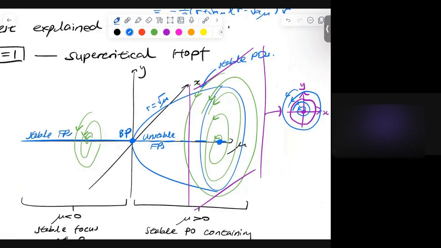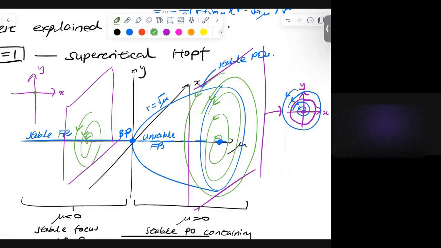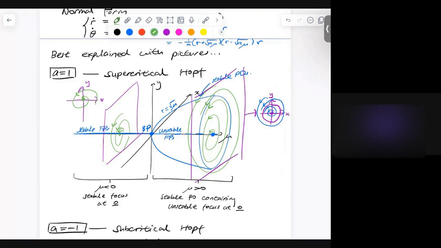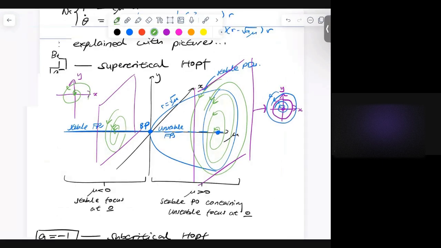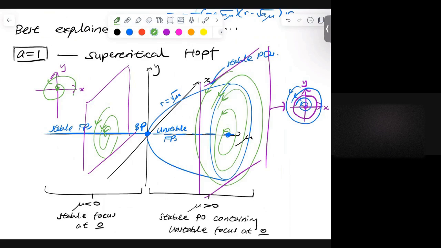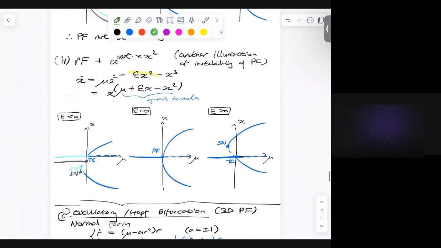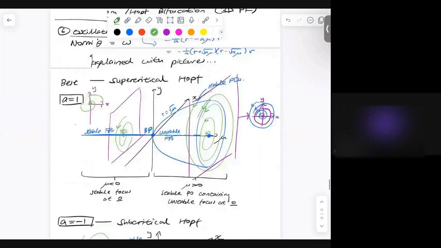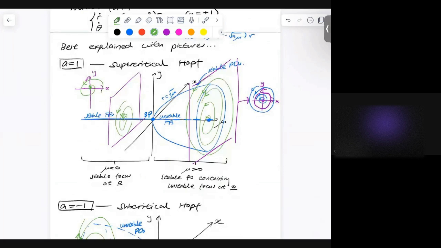And then on the other side, if I take a slice like here to see what's happening, that's quite clear. It's just a stable focus at the origin. So do you see what I mean by it's kind of like a 3D pitchfork? Instead of a 2D envelope with one fixed point to either side, we now have a periodic orbit acting as an envelope.